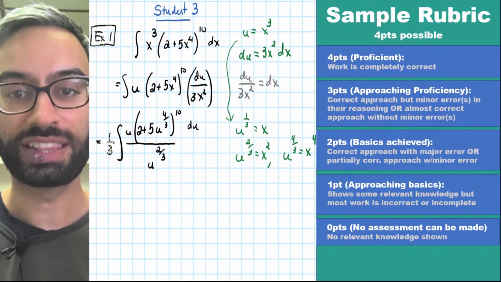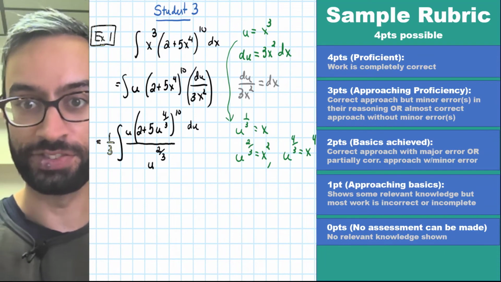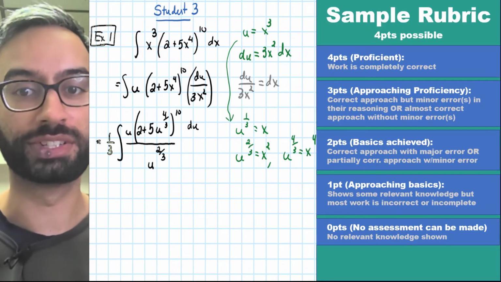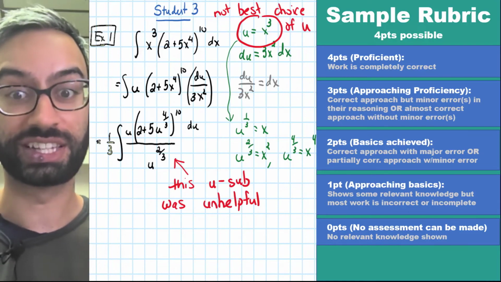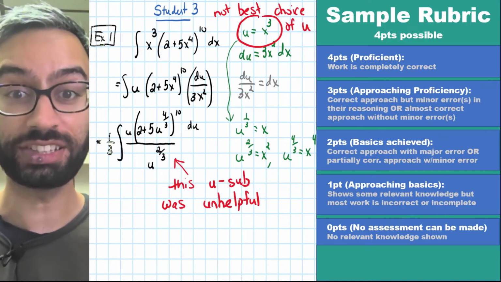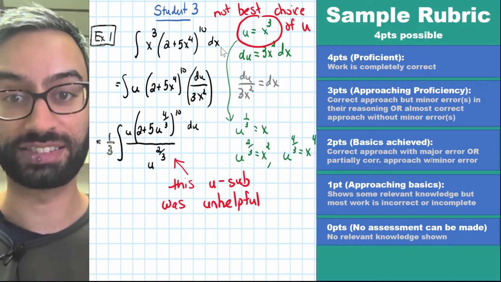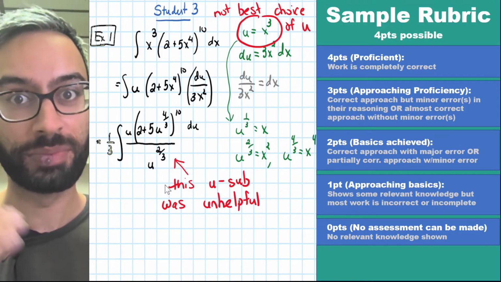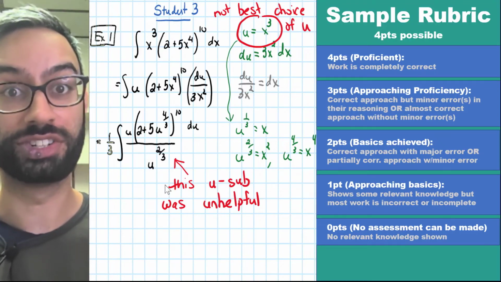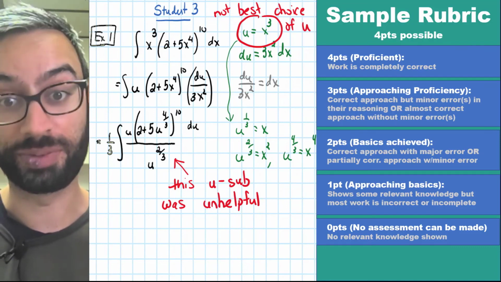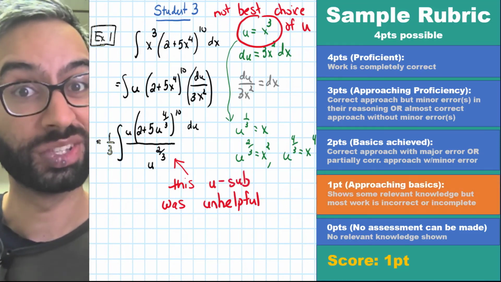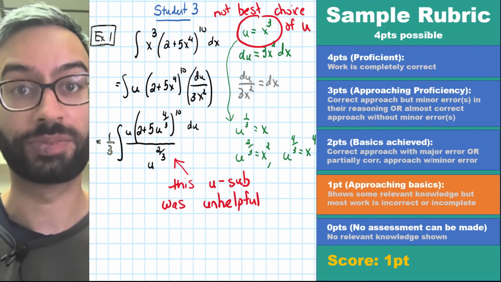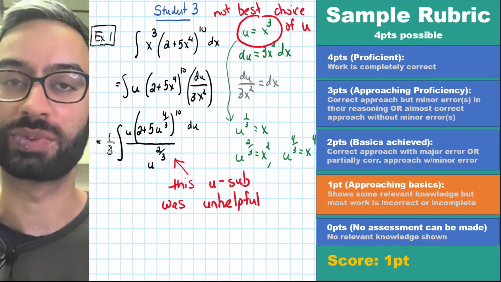In this third and last submission, this student has done a different U substitution, and it turns out it wasn't the best choice for what to let U be equal to. Like, they were able to successfully convert all the x's to u's eventually, but it ended up making the integral harder to do. So this U sub just wasn't as helpful. So this would be approaching the basics. They recognized they needed to use U sub, but they didn't have the best choice of U picked out, and that would earn 1 point.